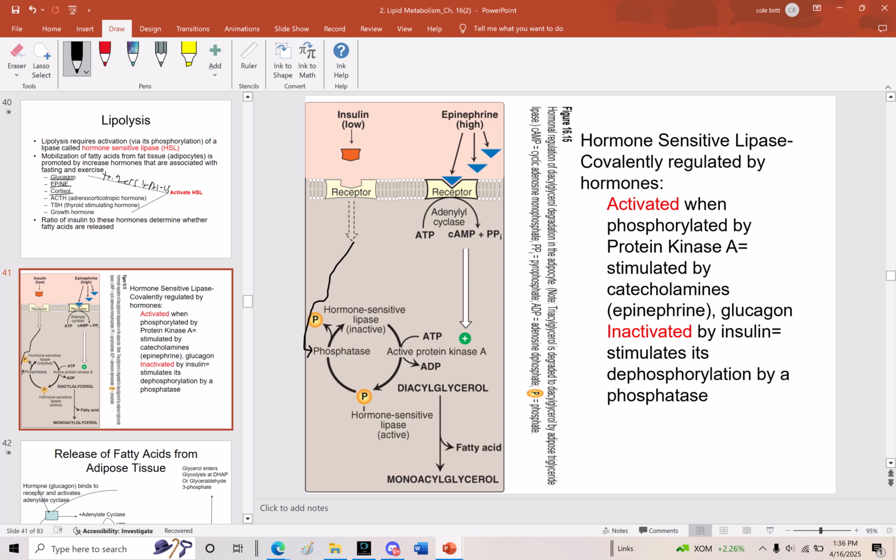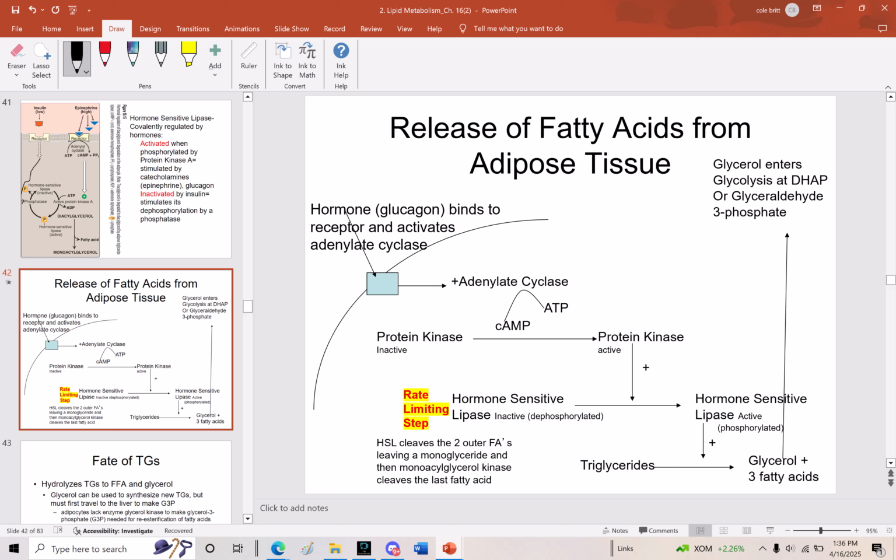All right. Release the fatty acids from adipose tissue. So here we go. Glucagon will bind to its receptor. It'll start a signaling cascade. Technically, it's going to activate adenylate cyclase, which is going to convert ATP to make cyclic AMP, which is what's going to activate protein kinase, which is what's going to phosphorylate hormone-sensitive lipase.